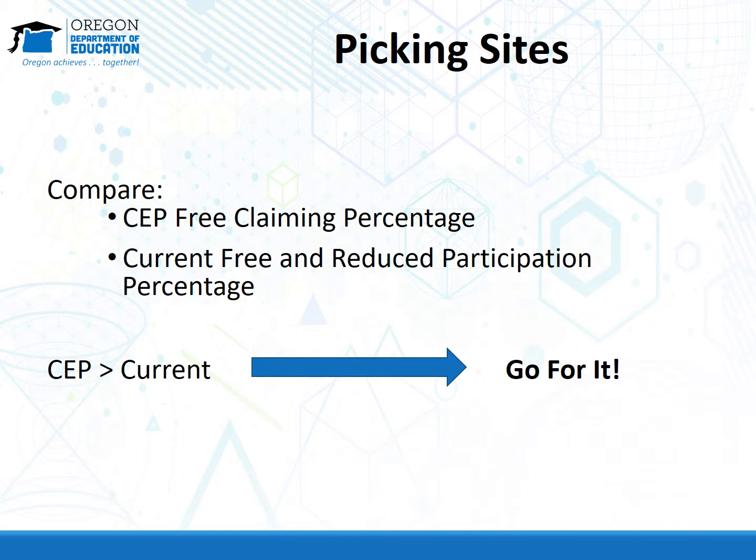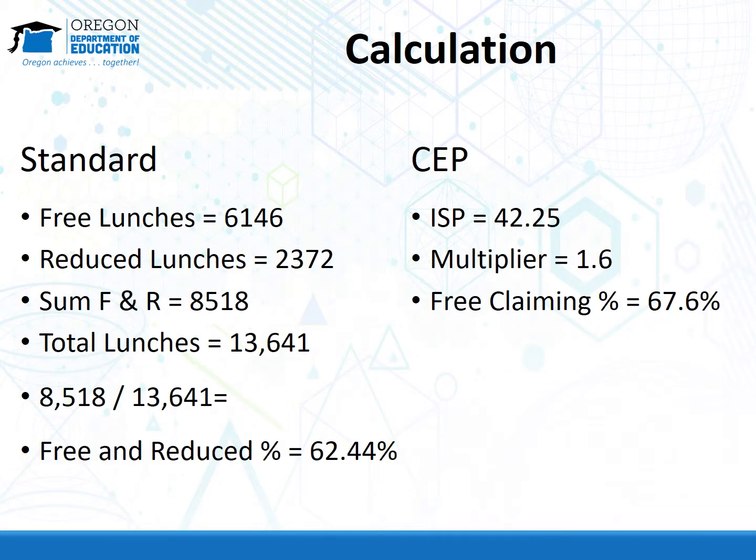Once a sponsor has done their homework, if the ISP results in the claiming percentage are better than what they have now, they should proceed with CEP election. Let's walk through the calculation to compare standard claiming with claiming under CEP.